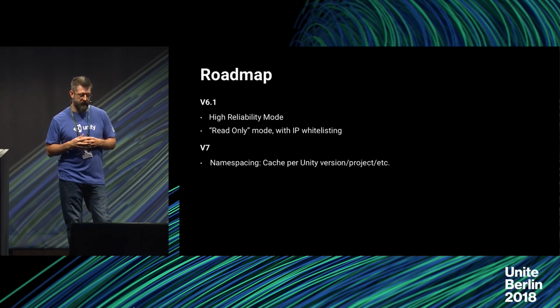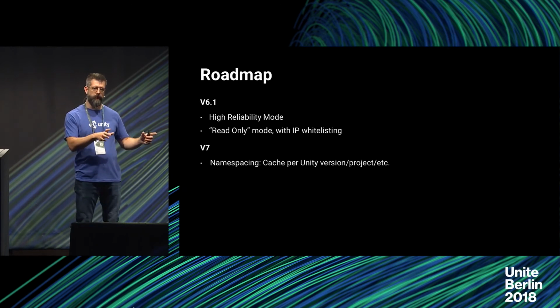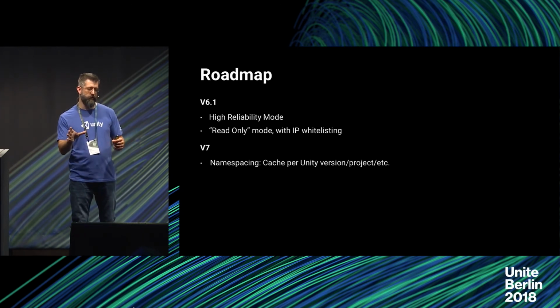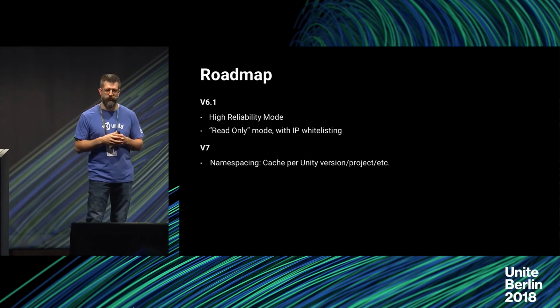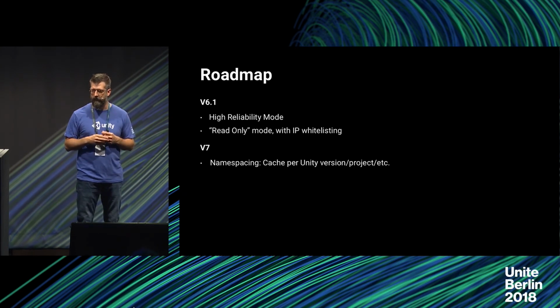So we're going to introduce some namespacing so that we can automatically segment the cache based on Unity version, but also some more arbitrary data. For instance, the build pipeline, you may want to separate that data from your asset import pipeline. So we'll have an application ID, so we can split the cache based on that as well. So just little quality of life things like this, mainly focused around large teams and more enterprise development.